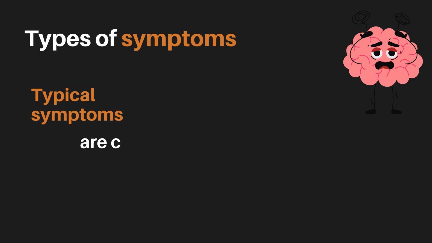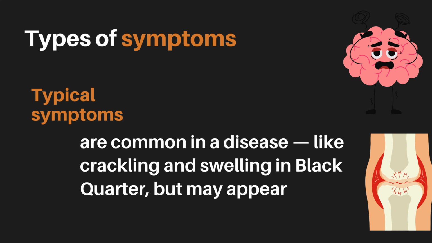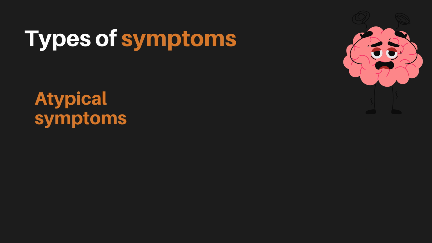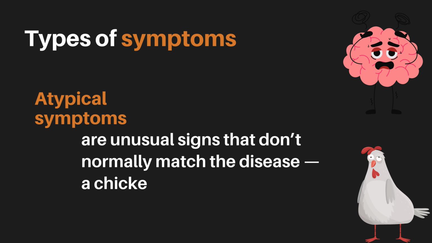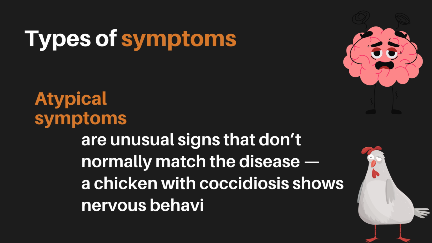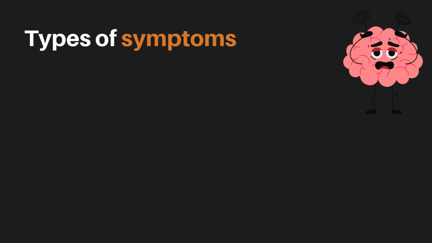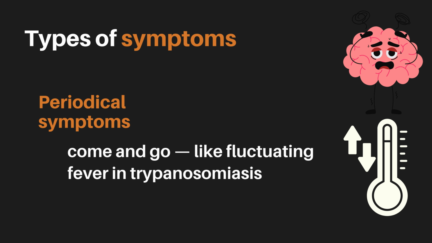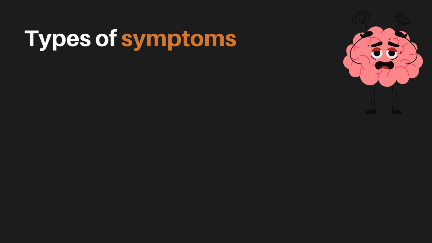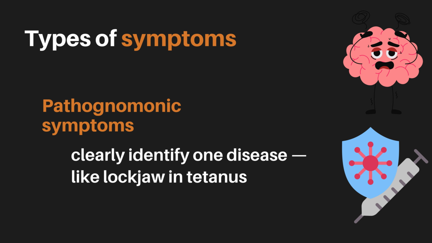Typical symptoms are common in a disease, like crackling and swelling in black quarter, but may appear in other diseases too. Atypical symptoms are unusual signs that don't normally match the disease, like when a chicken with coccidiosis shows nervous behavior, which isn't common for that illness. Periodical symptoms come and go, like fluctuating fever in trypanosomiasis. Pathognomonic symptoms clearly identify one disease, like lockjaw in tetanus.